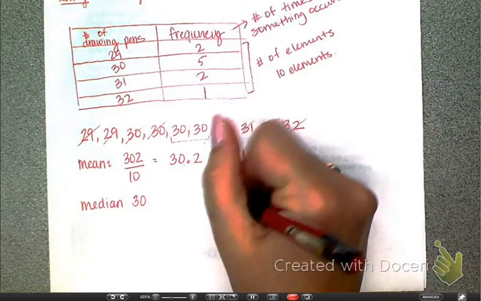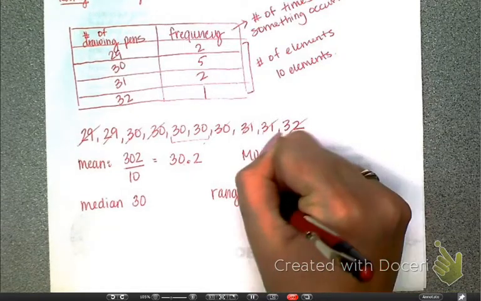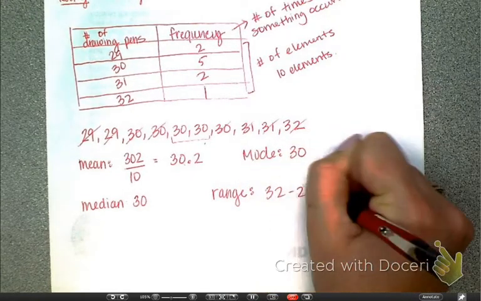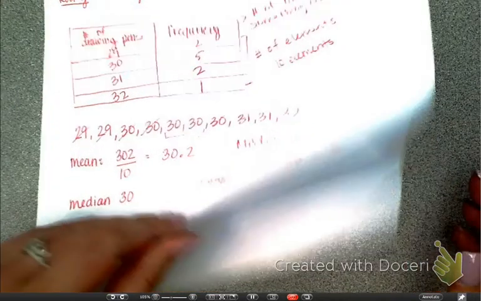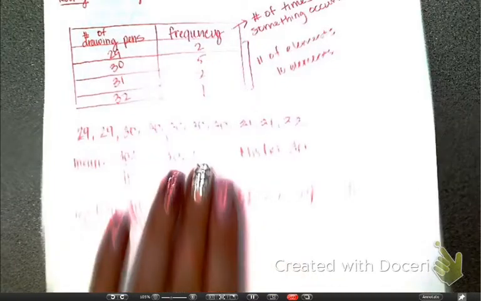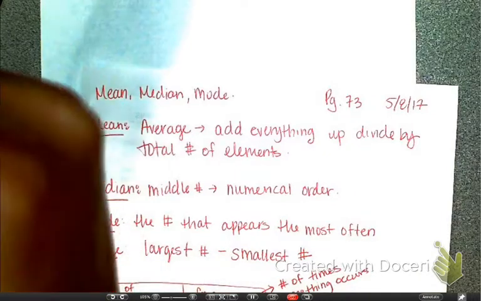Okay? And then what's my range? How'd you get 3? 32 minus 29 is 3. Not too bad? Okay, so I'm going to give you 1 to do, and then homework.